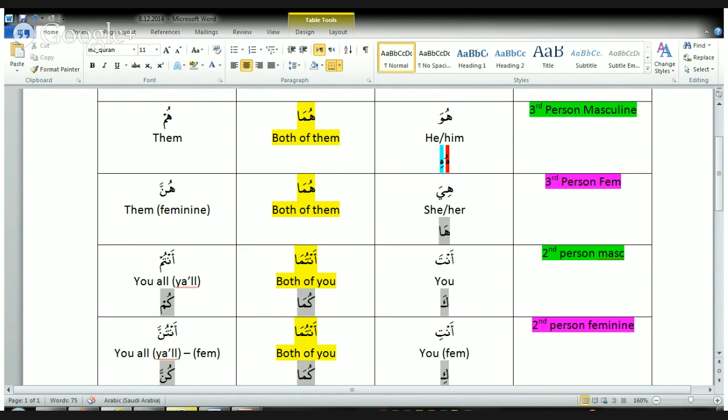Moving down. Focus on the green. Anta, antuma, antum. Anta, antuma, antum.